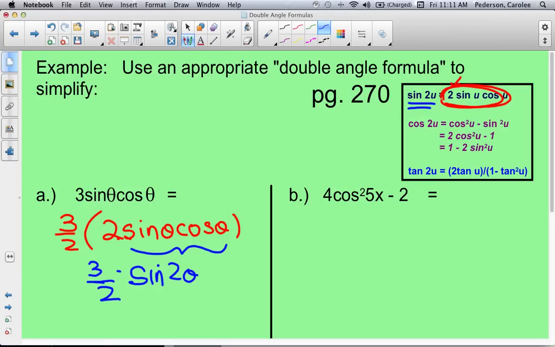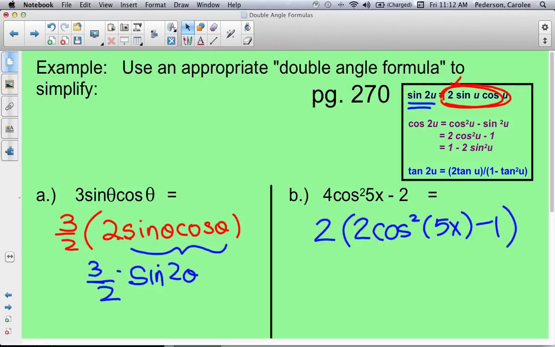Example B, using the double angle formulas. I'm going to first just take out a 2. So I'm left with the GCF, that's the 2. I'm left with 2 times cosine squared of 5x minus 1.